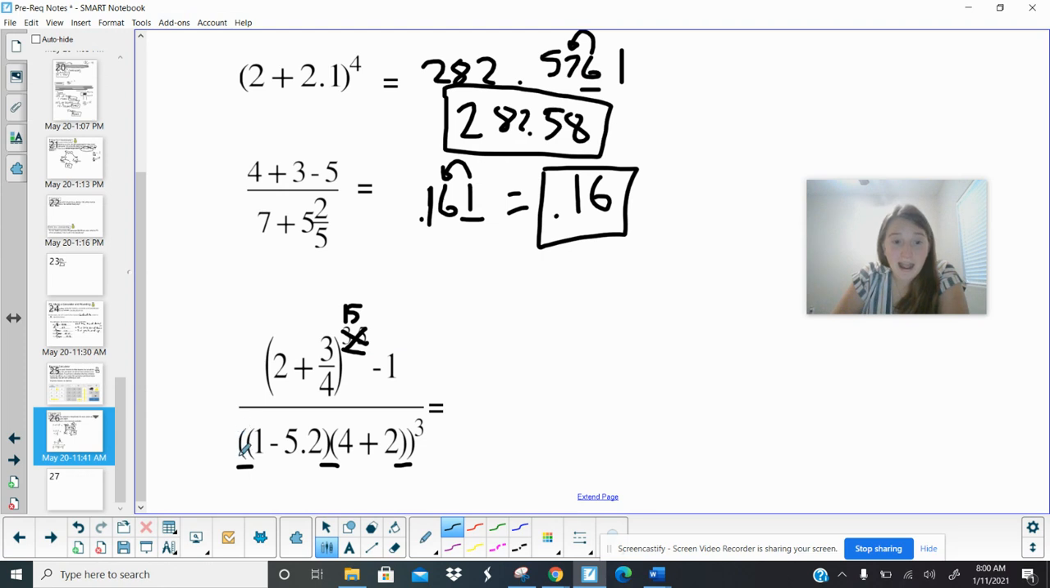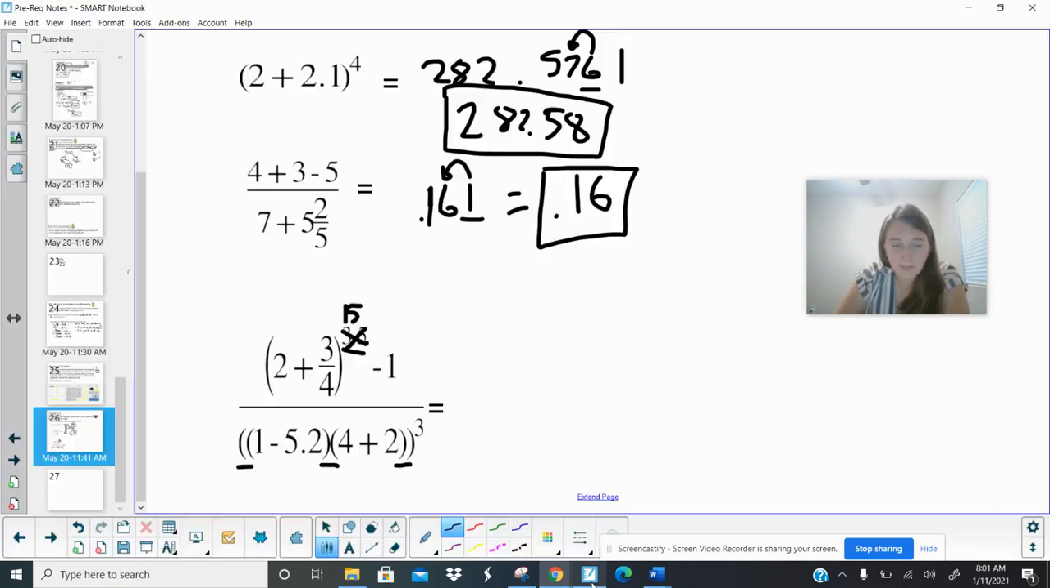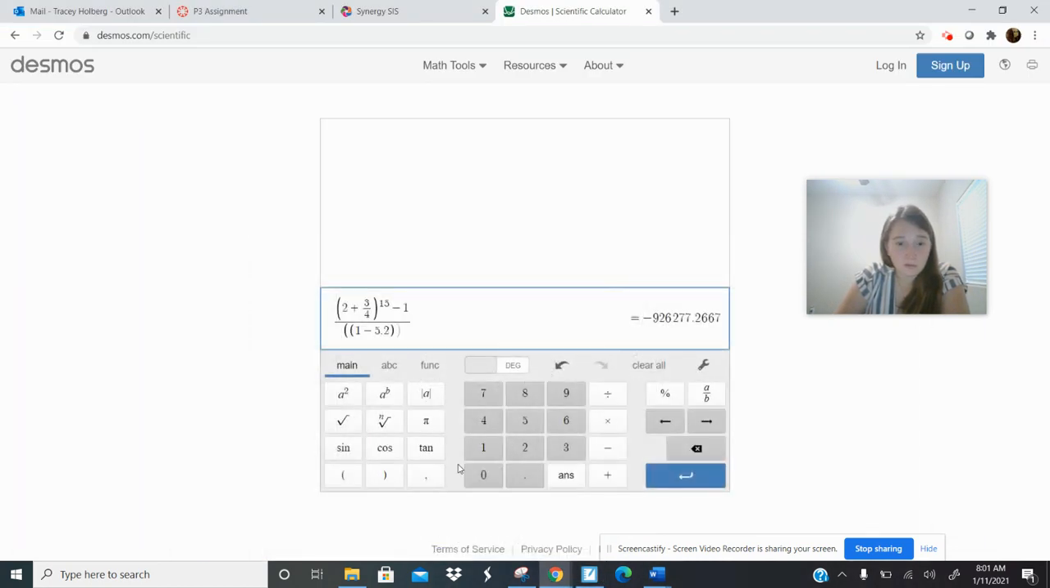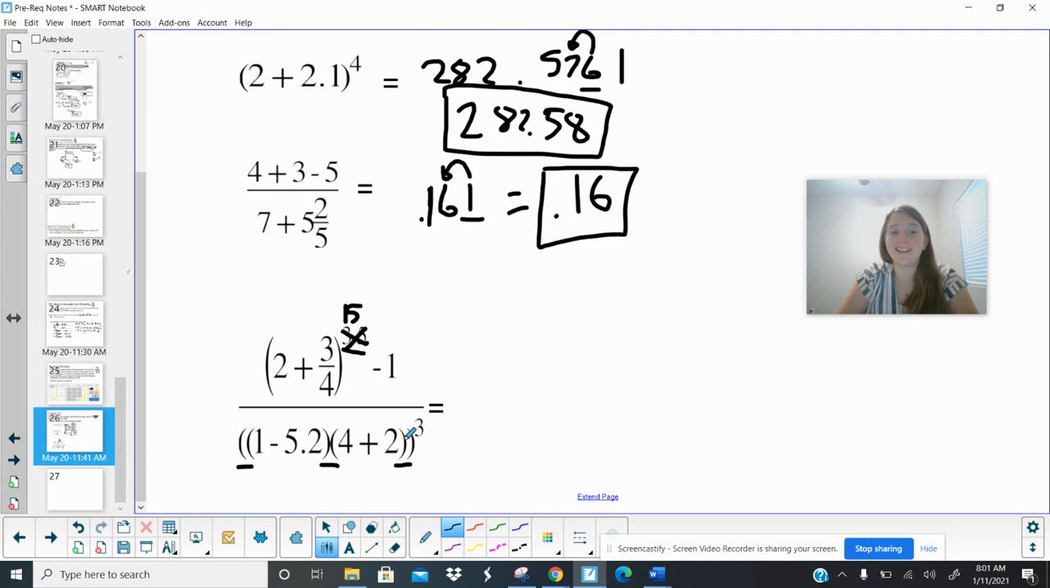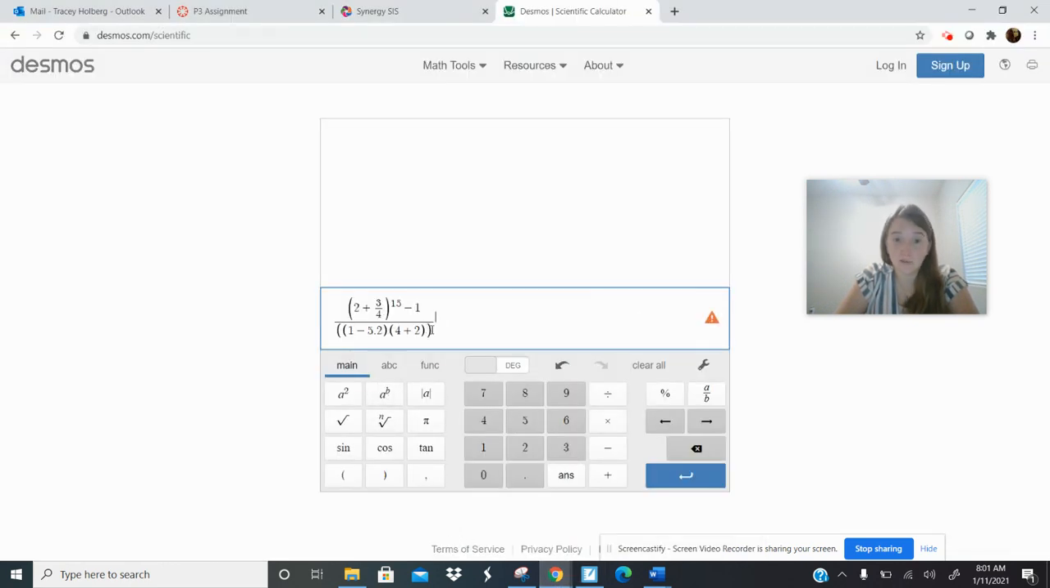Now on the bottom, I have two parentheses, so I'm going to click parenthesis, parenthesis. I have 1 minus 5.2 close parenthesis. So on the bottom, I have parenthesis, parenthesis, 1 minus 5.2 close parenthesis. And then I have another parenthesis, 4 plus 2. Another parenthesis, 4 plus 2, double parentheses. Once again, that's what's typed. And then I have my exponent to the, careful, exponent to the third.